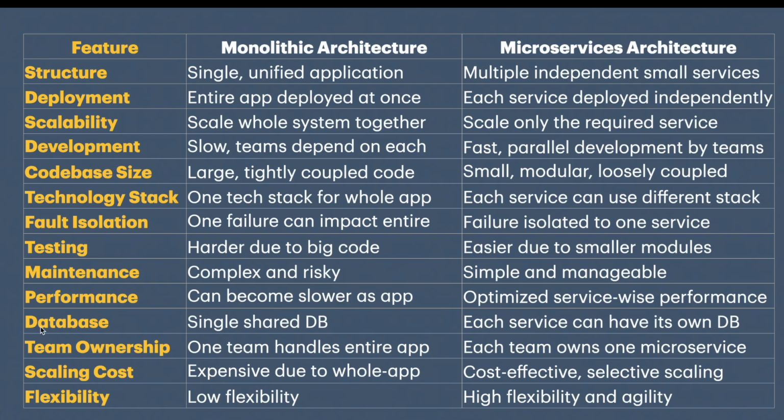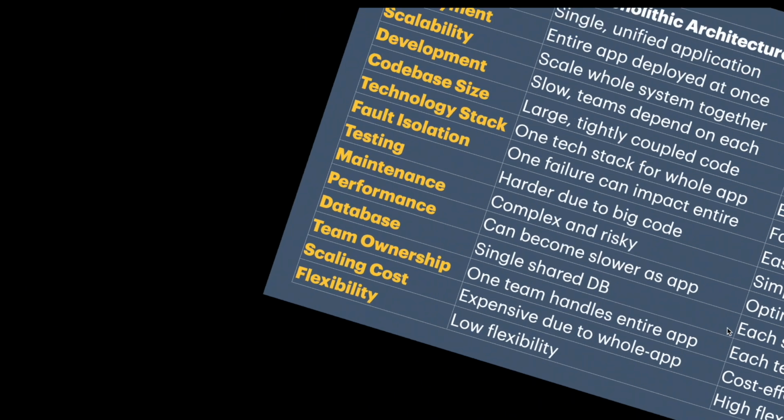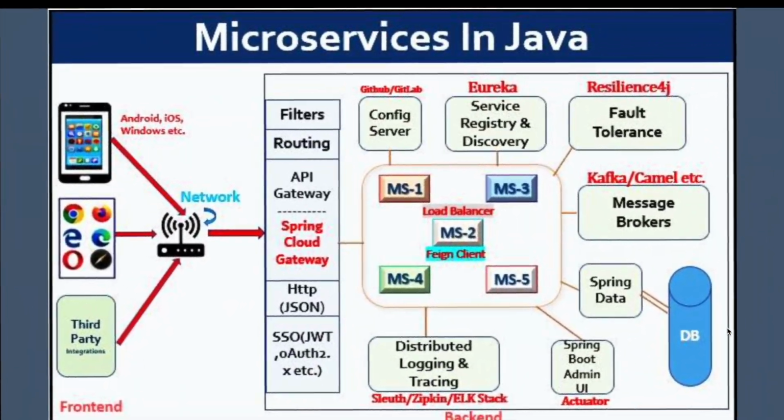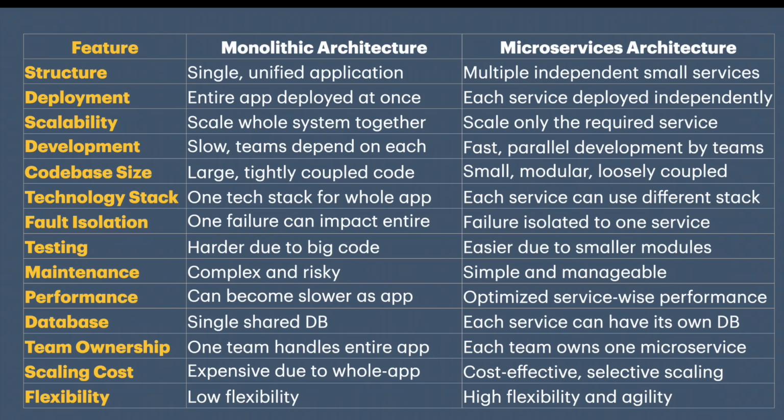Okay, database: a single shared database in the case of monolithic, and in microservices, each service can have its own DB. In the case of team ownership, one team handles the entire application in a monolith, while in microservice architecture, each team owns one microservice.